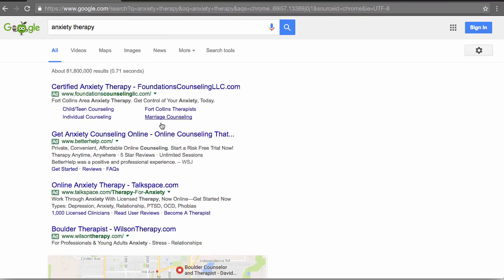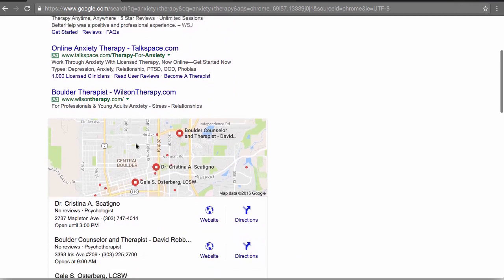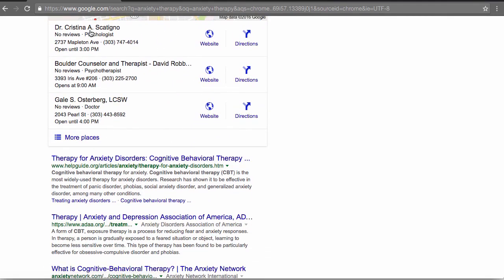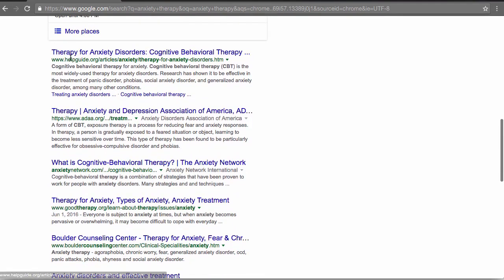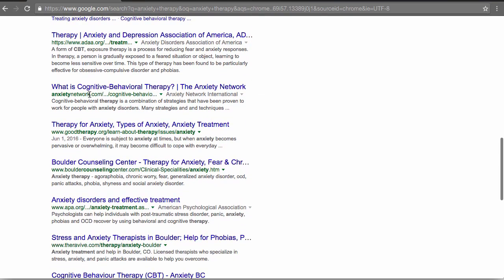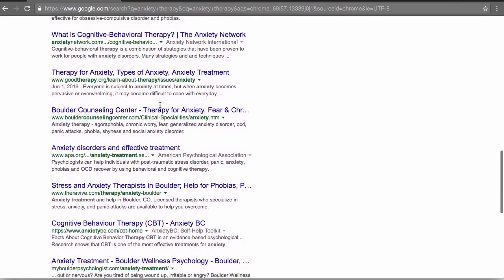Okay, so I'm in Boulder. Google knows this. There's all the paid ads. I'm going to ignore those. Here's all the people at the top. I might click through. So then some of these things are going to be, wow, these are really like big national sites. I don't really know if I want CBT or not. These are information sites, right? Anxiety Disorders of America. I want someone local. Anxiety Network, that's an international network, right? So I'm going to keep going.